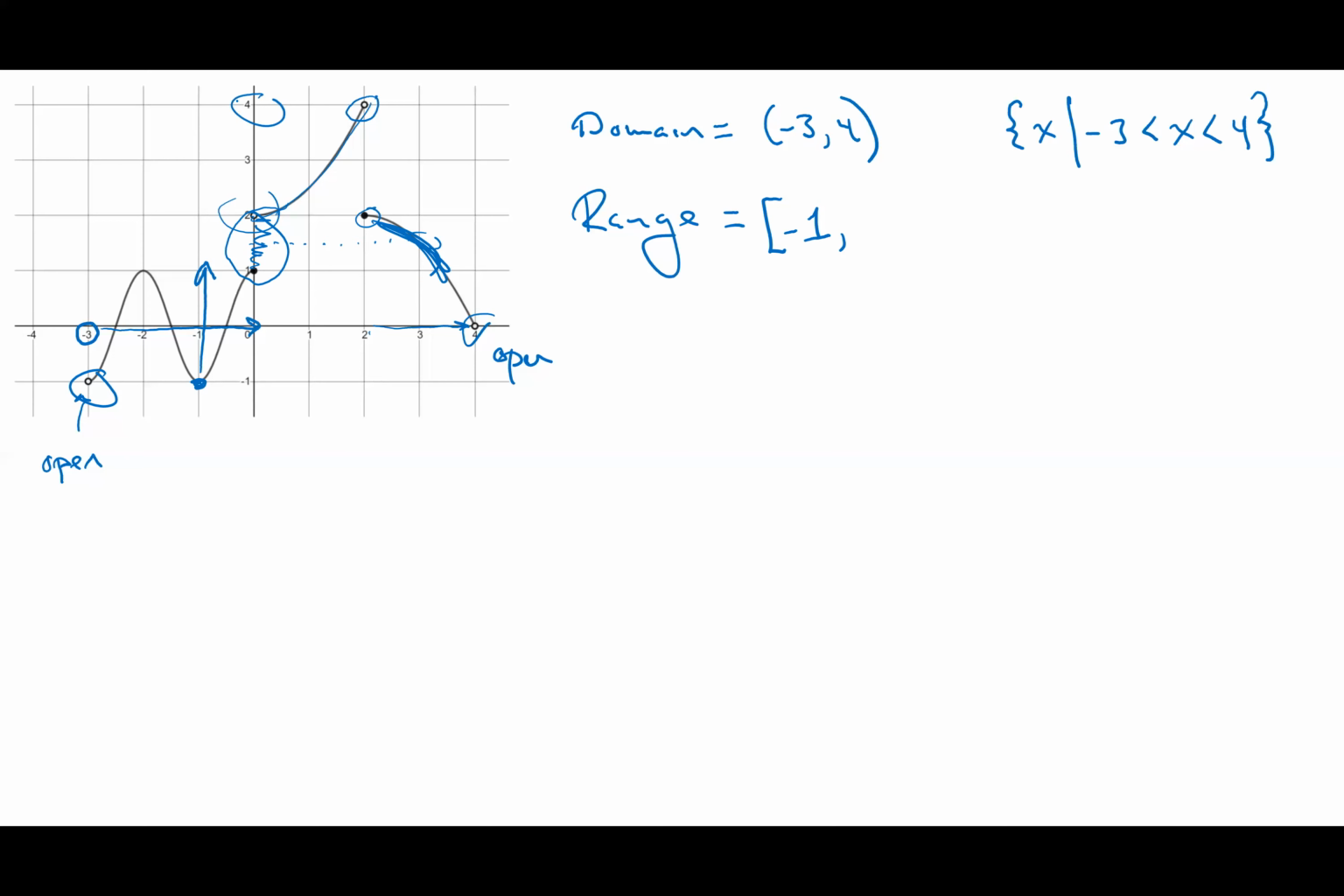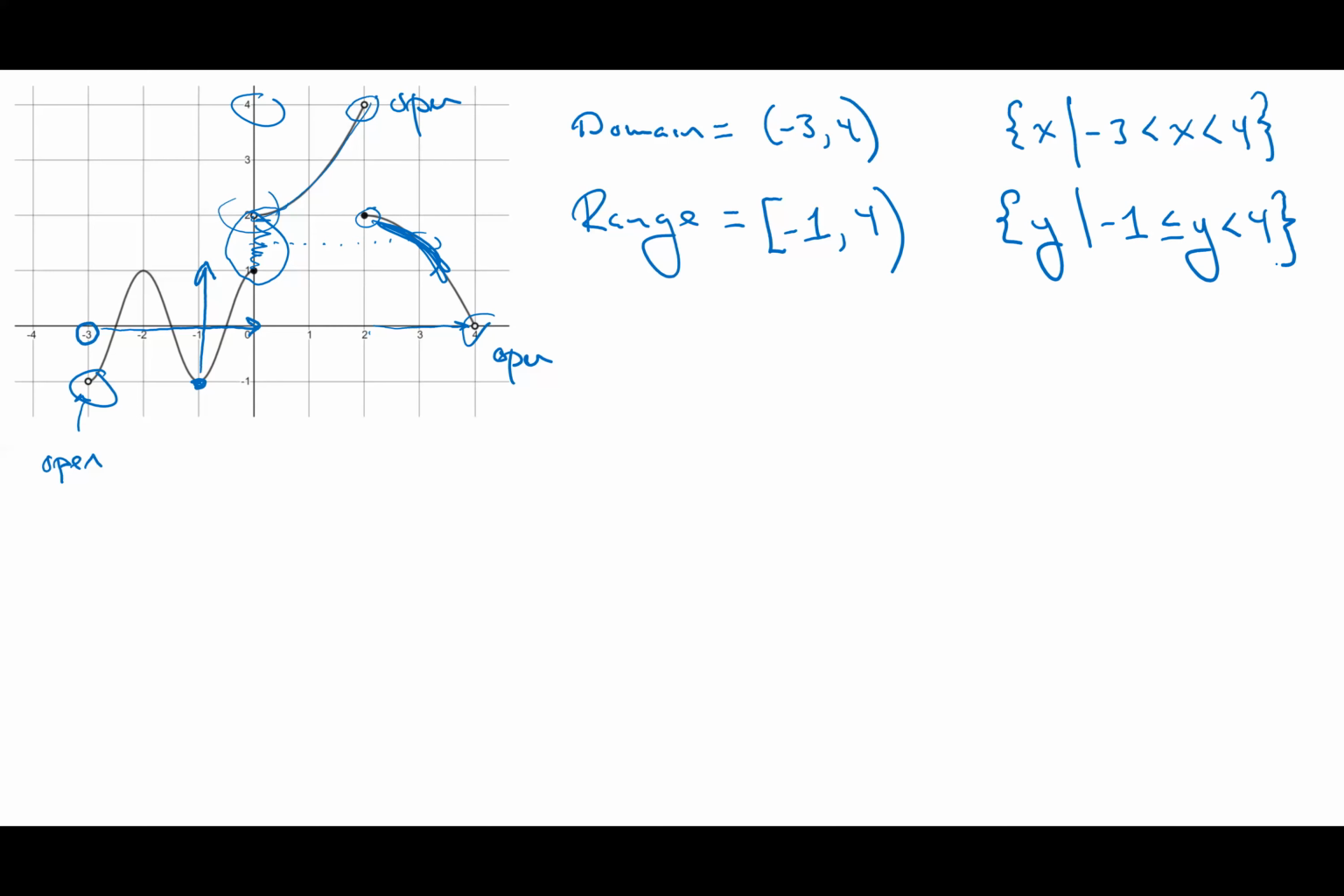Does the function ever take on the value 4? No, it doesn't. This is open up here. It's not closed anywhere else. So open interval at 4. If you wanted to write that in set notation, you might say the set of all y's such that -1 is less than or equal to y is less than 4.